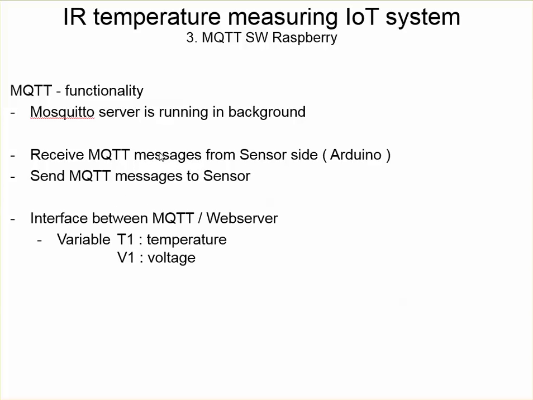The received messages are the temperature and the voltage, and the sent messages are the LED brightness. And also the Python program is the interface between the MQTT sent and received messages and the web server. And there are two variables that are acting as an interface from the MQTT functionality side to the web server side, and these are these two variables there. So the interface between the two parts is quite simple, only two variables there.